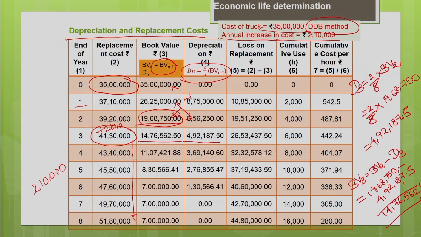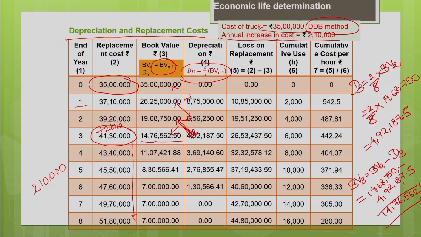76,562. So, that means, to estimate the book value of the third year, you have to subtract the depreciation for the third year from the book value at the end of the second year. If you subtract these two, you will get 14 lakh 76,562.5. Okay. So, this is how you are going to estimate the book value and the depreciation for the 8 years. The remaining calculations you can do.